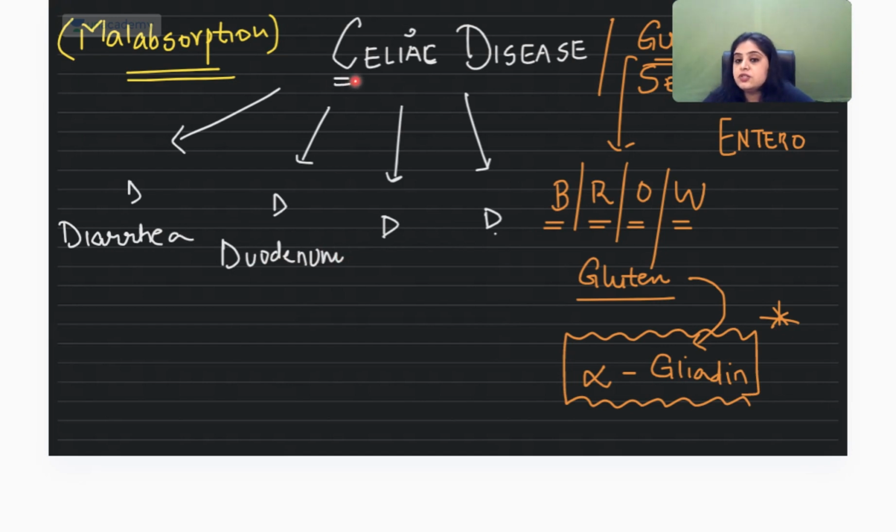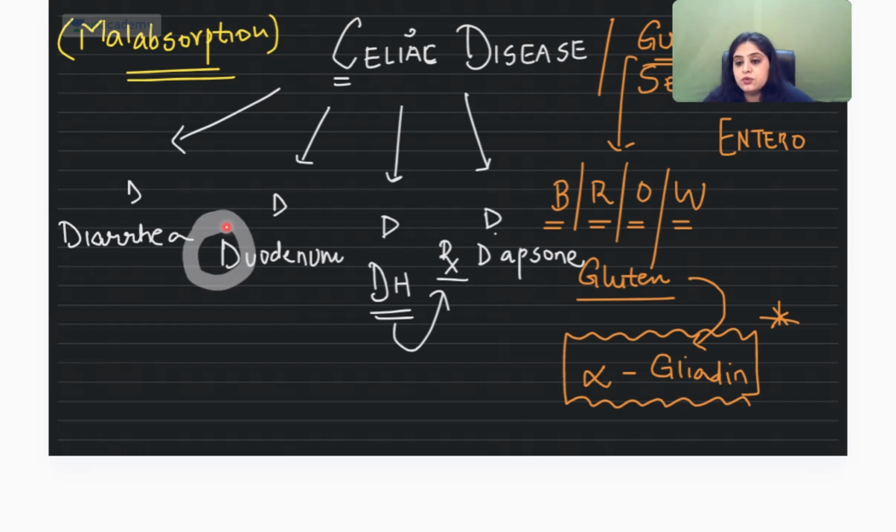Is there any skin condition associated with celiac disease? Dermatitis herpetiformis. And for the treatment of dermatitis herpetiformis, we have dapsone. So everyone, this is a disease of 4Ds. It has diarrhea, it has duodenum, dermatitis herpetiformis, and dapsone.